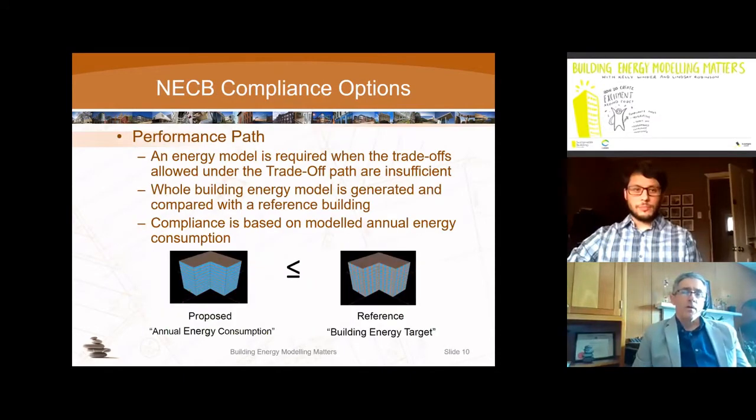And the computer energy model will allow you to do some of those trade-offs and really to do some design optimization. So the way it's set up in the performance path is we develop an energy model of the building as you've designed it. And then we build a parallel model, one that looks very similar, except it has all the characteristics of the prescriptive requirements. So when you run the model on that, what it ends up being is the worst case building that you can build and still pass code.